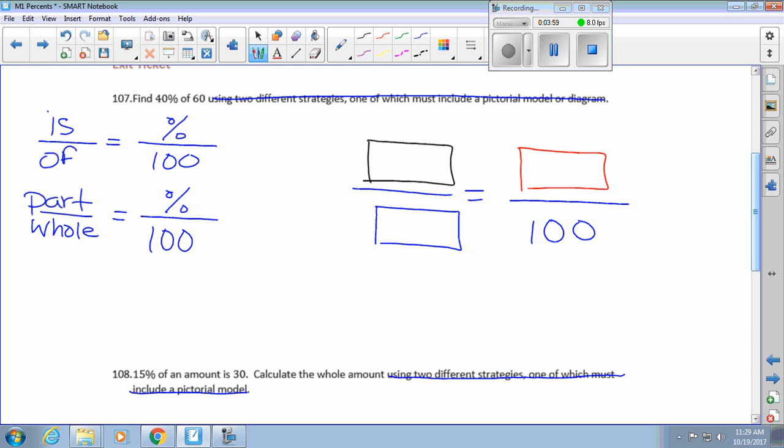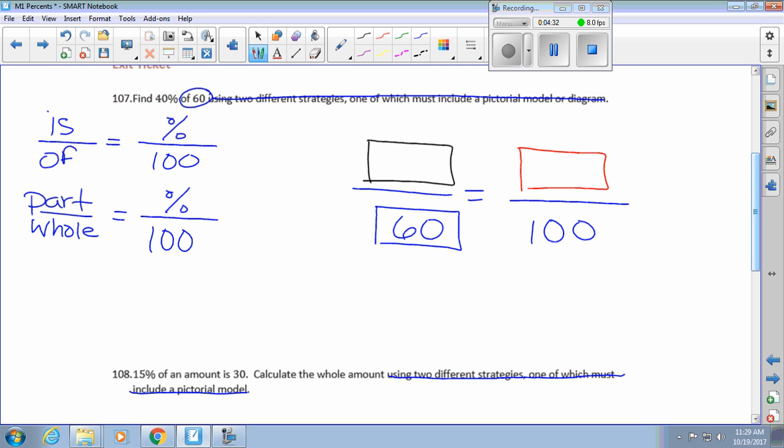So what did we know? We knew that 60 was going to go in the blue box. Very good. That's our total amount. What key word did you read that told you 60 was the whole amount? Because it says of 60. So of 60 was your clue. And again, is over of equals percent out of 100.